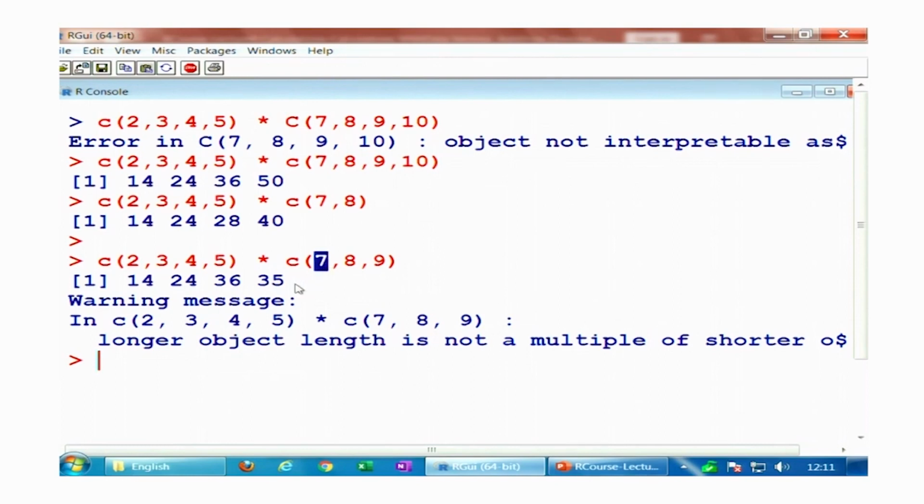But after this R cannot do anything. So, it is giving you a warning message that the longer object length is not a multiple of the shorter object length. So, this is how the multiplication goes.